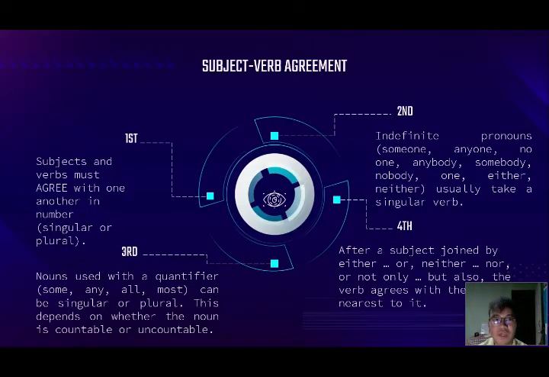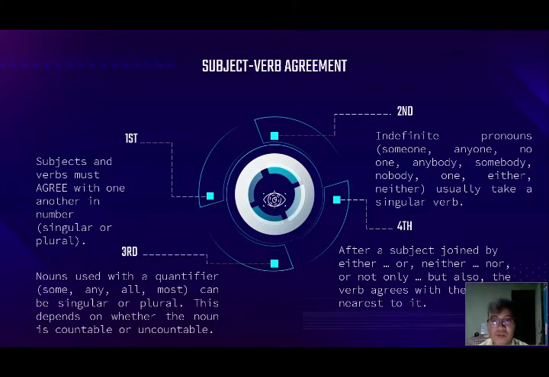Okay, so we have here an example. I have chosen the subject-verb agreement. I have noted here the 4 rules only, the basic rules which we usually encounter in grammar. Actually, there are 21 rules in subject-verb agreement, but I am only highlighting these 4. So we have the first one: subjects and verbs must agree with one another in number, singular or plural.